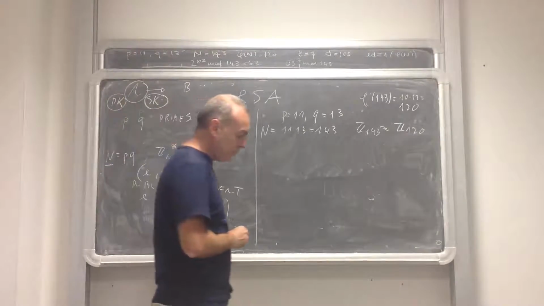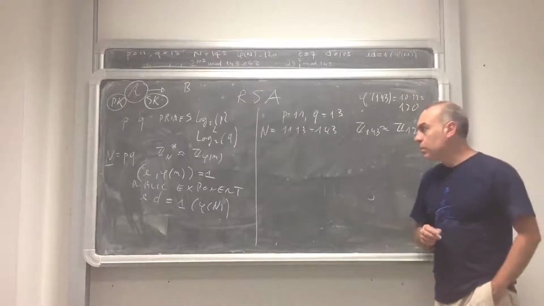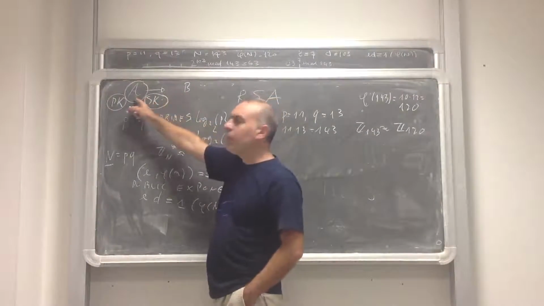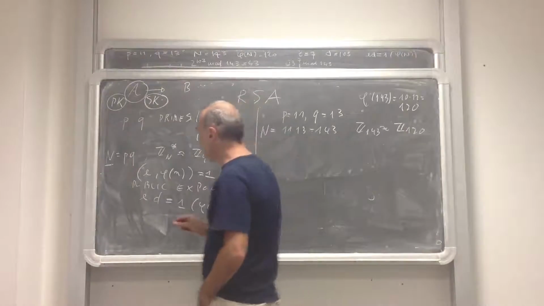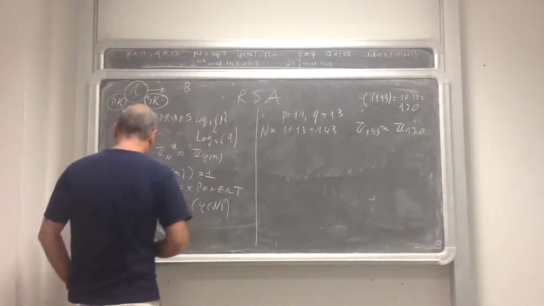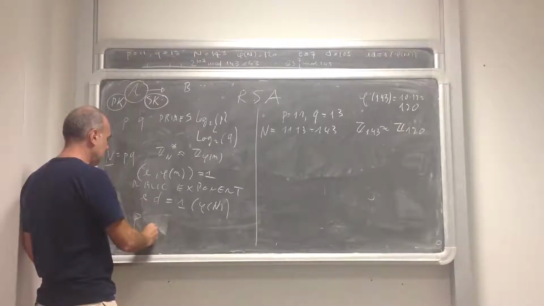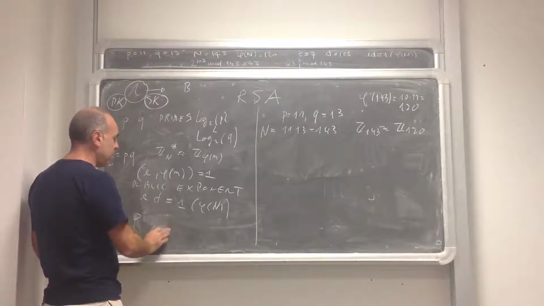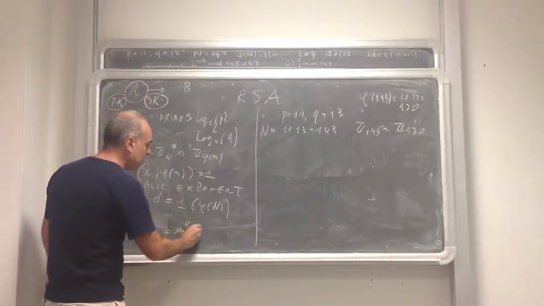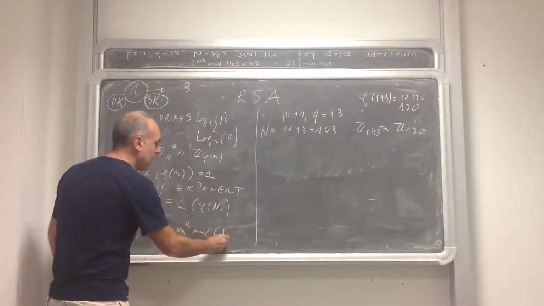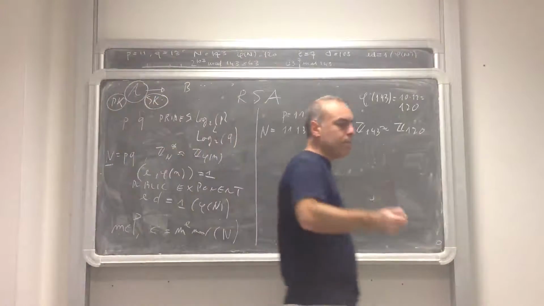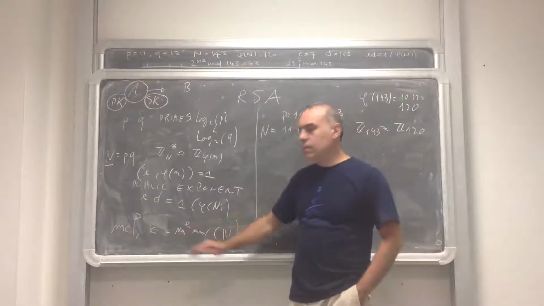How does the encryption go? Well, one way to use it is the following. If Bob wants to send something secret to Alice, Bob takes a message M, the plain text. Then we can compute C, the ciphertext. You take M to E mod N. This is the cipher. So the plain text to the public exponent, you reduce modulo N, and you get the ciphertext.